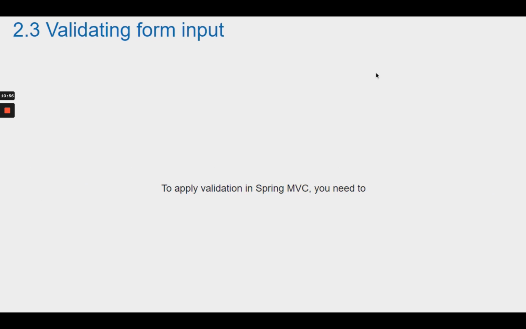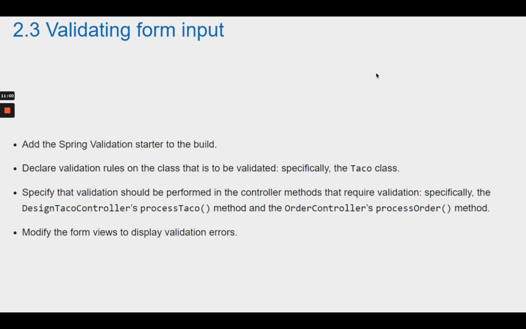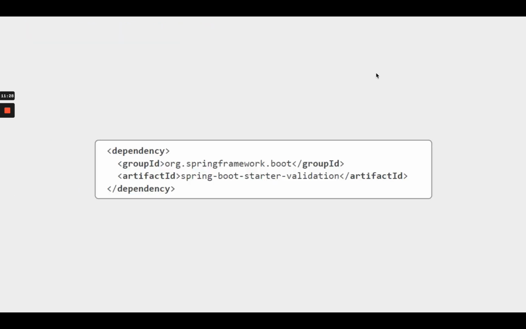application code. To apply validation in Spring MVC, you need to add the Spring Validation Starter to the build. Declare validation rules on the class that is to be validated, specifically the Taco class. Specify that validation should be performed in the controller methods that require validation, specifically the DesignTacoController's processTaco method and the OrderController's processOrder method. Modify the form views to display validation errors.